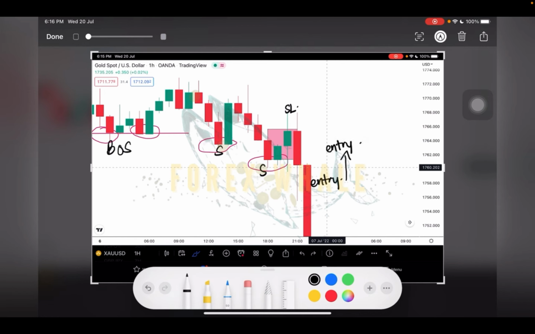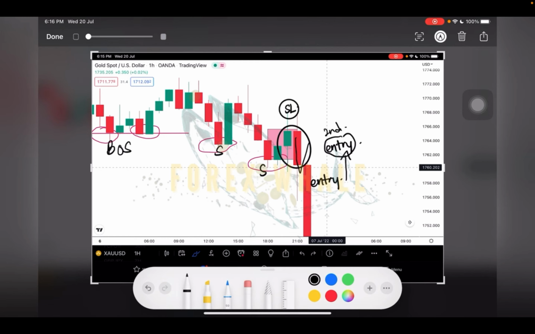Why? Because I said, once the price has already formed this bearish engulfing, you can just place an instant order, or the price might retrace a little bit to the upside, and then you can place your second entry. This would be your second entry. Stop loss will still be maintained somewhere around here.